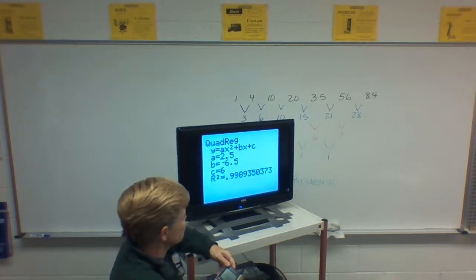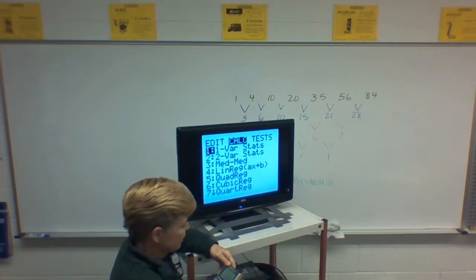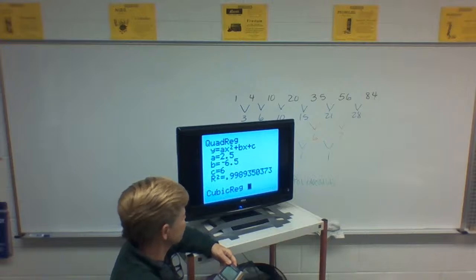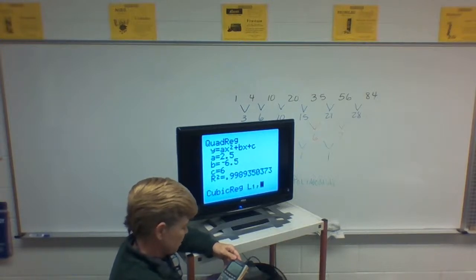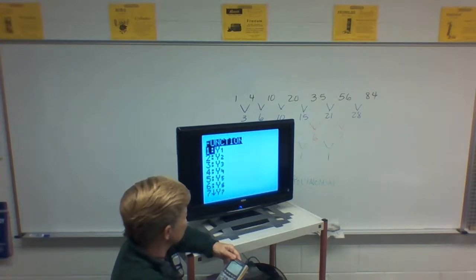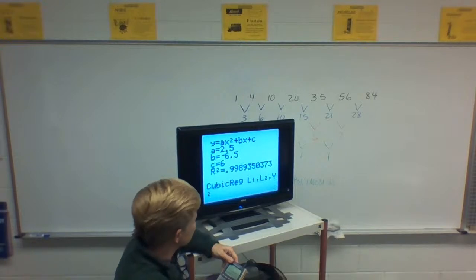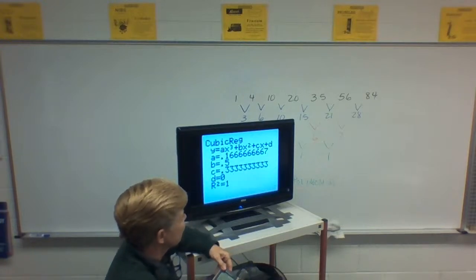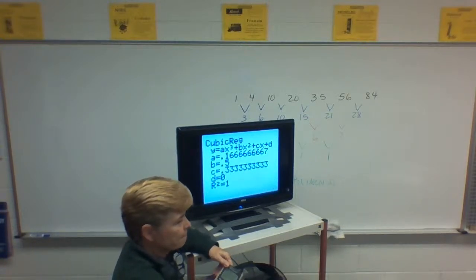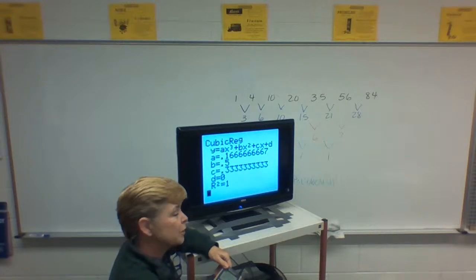So do it again. Go stat, calc, cube reg. Let's see what happens with a cubic function. We'll do the list 1, list 2, and bars, y bars, function. I'm going to put mine in y2 this time because I want to keep them both. And hit enter. And that's a perfect fit. So we choose this one.